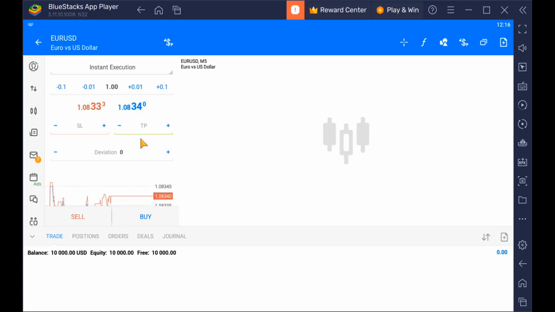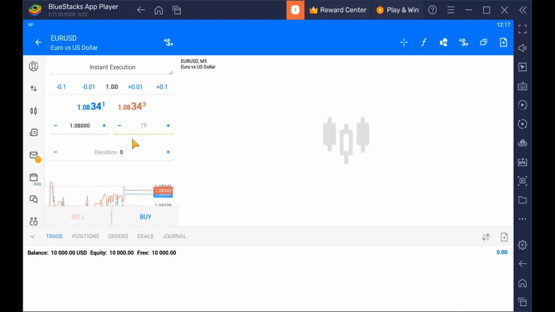So I can set any price such that if price should drop to that point, I want to close the trade. I'm no longer interested. For example, I can set 1.08, for example, 00. Remember the current price is 33. So I can decide to put 00, or let me put it like that. Then for take profit, I'll put a price that is higher.